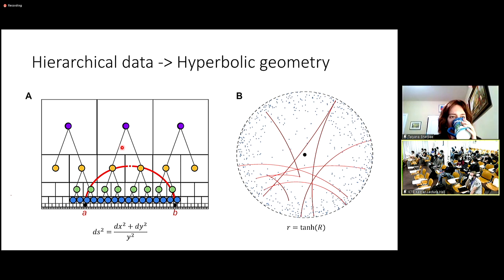Are there questions? Can you maybe repeat this last part, the link between the hyperbolic geometry and the compression into the population vector?